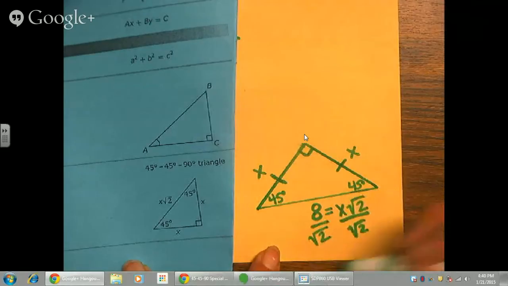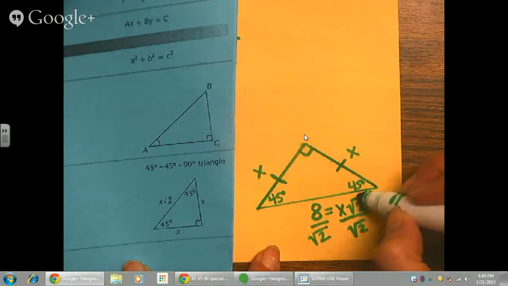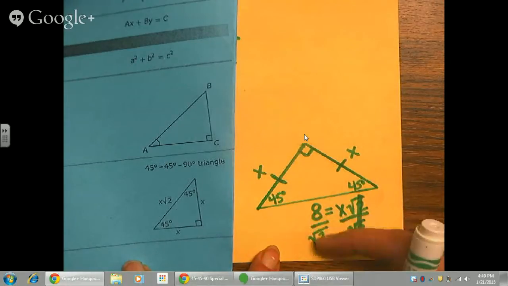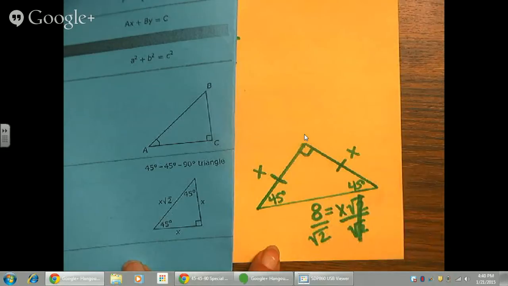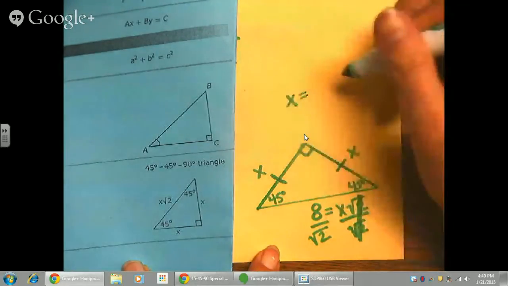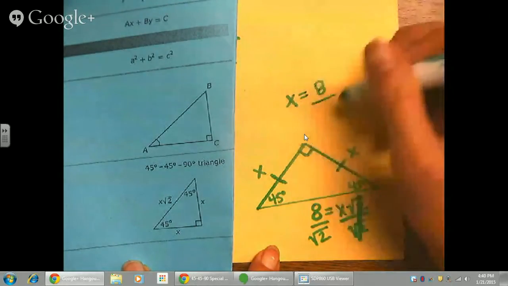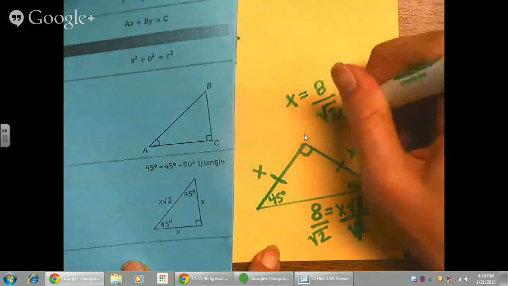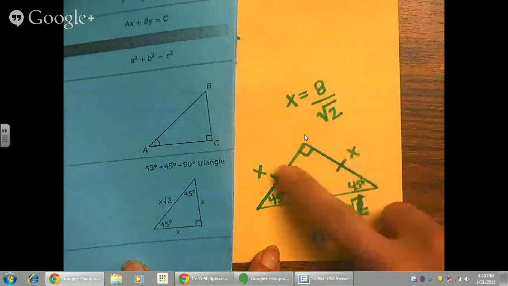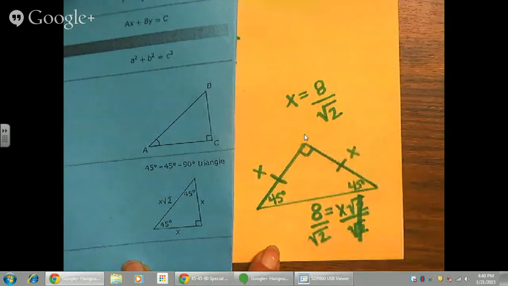On the right side, it works out nicely because the square roots of 2 cancel each other out, and all we're left with is X. Now we just have to learn how to simplify this on the right, but that's for another video. All right, so in this case, I got that X is equal to 8 divided by the square root of 2. That must be the length of these two sides located across from the 45-degree angles.